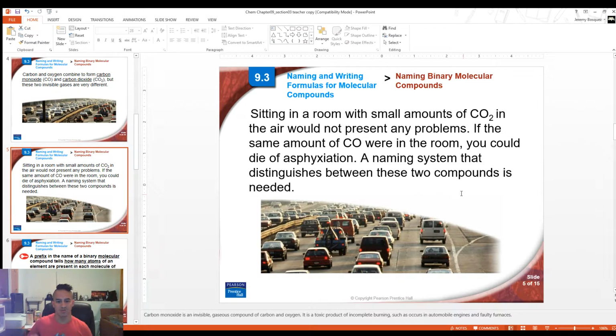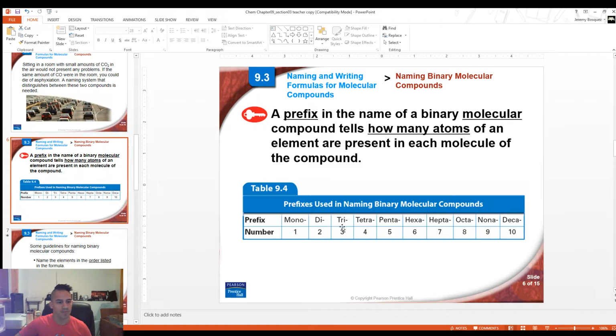So the naming system obviously distinguishes between these two compounds pretty easily. So again, as you've already noticed, we use prefixes in the names of these molecular compounds to tell you how many atoms of each element are present. Now, these prefixes are not something that is going to be given to you on a test, so you do need to know them. They're not super difficult to remember. Most of them are used in common day language.